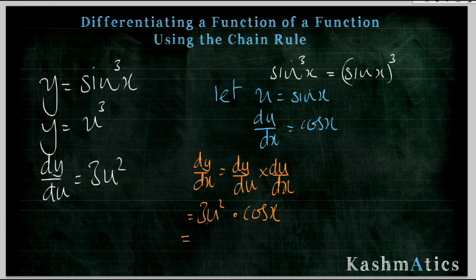And the u bit, 3u squared, now u is sine x, so it's 3 sine x all squared, which you write as 3 sine squared x, multiplied by cos x. So 3 sine squared x cos x.